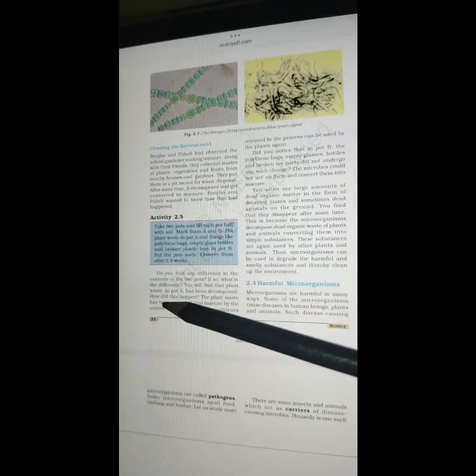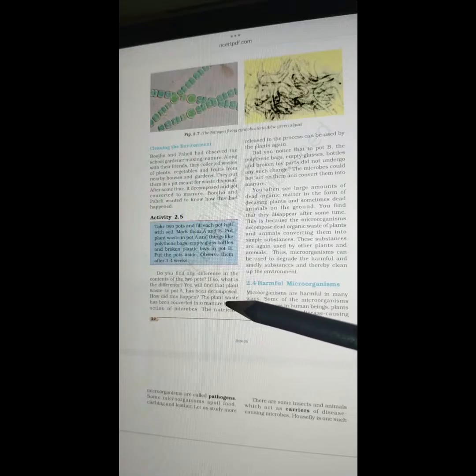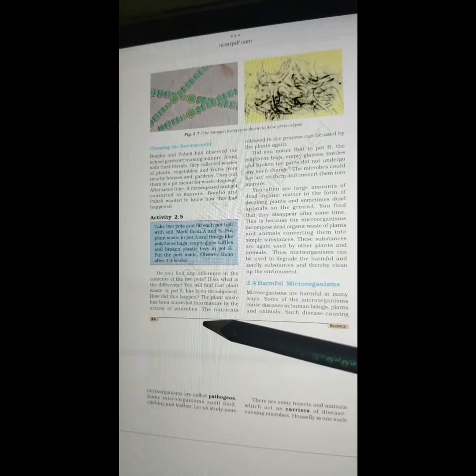You will find that plant waste in pot A has been decomposed. How did this happen? The plant waste has been converted into manure by the action of microbes. The nutrients released in the process can be used by the plants again. Did you notice that in pot B, the polythene bags, glass bottles, and broken toy parts did not undergo any such change? The microbes could not act on them and convert them into manure.